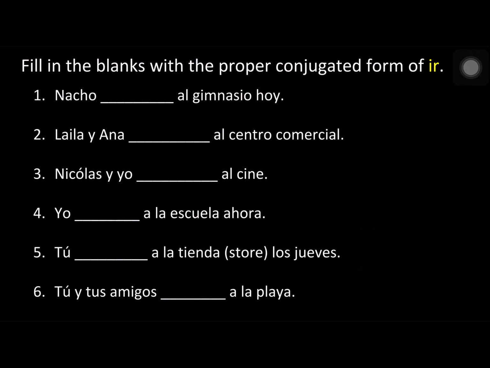Let's fill in the blanks with the proper conjugated form of ir to get some practice. So let's say we're talking about Nacho. We're talking about he. So the proper form of ir for that would be va. Nacho va al gimnasio hoy. Nacho goes to the gym today.